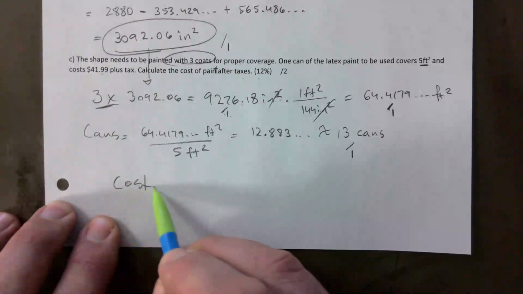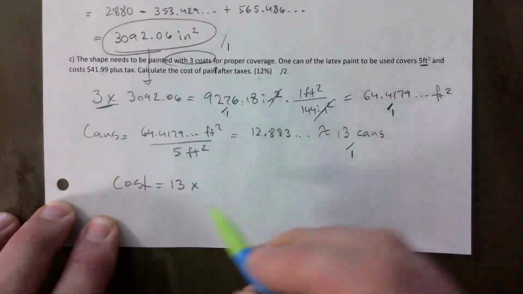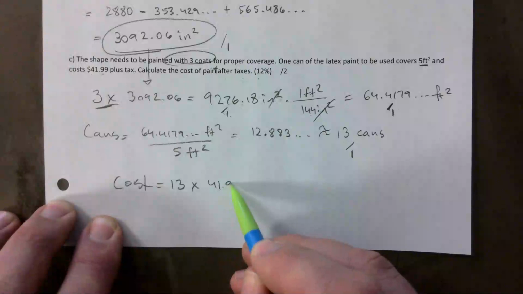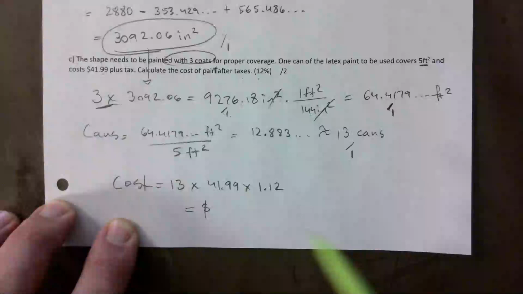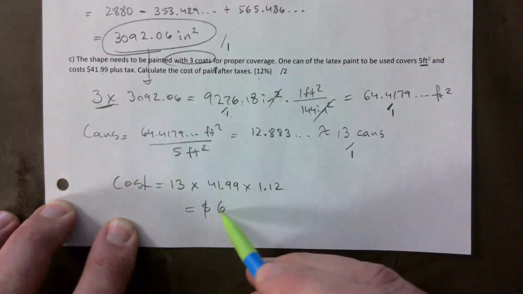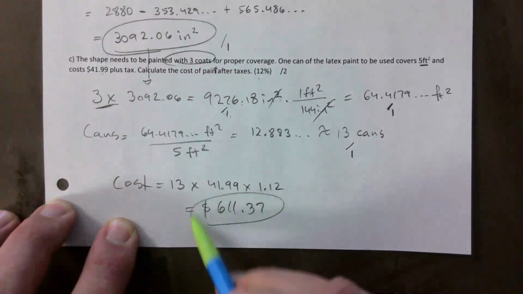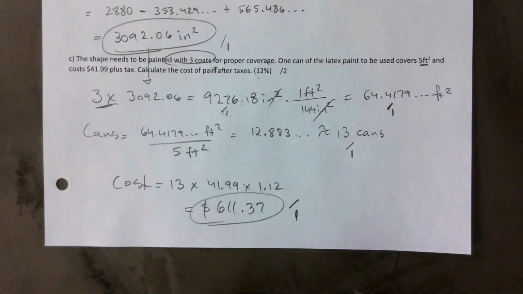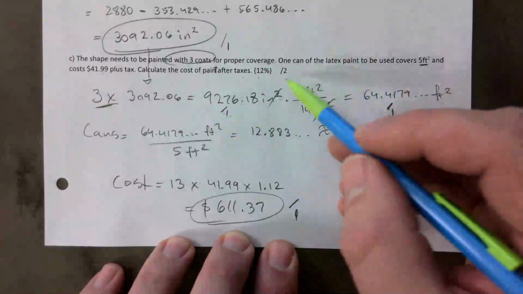And here's the cost. 13 cans. Obviously this would be different if you got a different answer. That's okay. Times $41.99 times 1.12, that would be 611.37. That's another mark. So obviously the total is going to change here as well. 1, 2, 3, 4. So we just doubled.